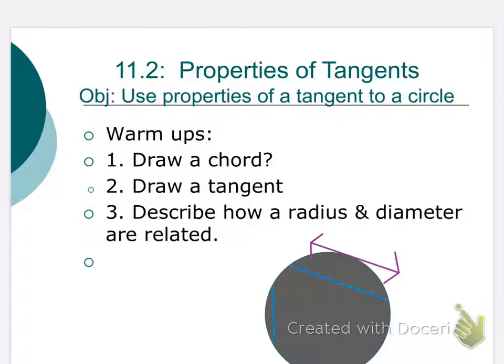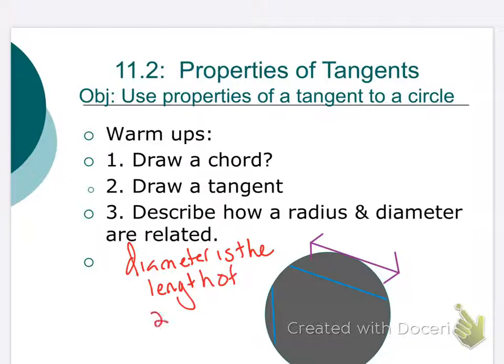And then describe how the radius and the diameter are related. The diameter is the length of two radii. So remember, our diameter goes across our circle. You have that center of your circle. This is one radius, and this is another radius. And so it's two radii there.